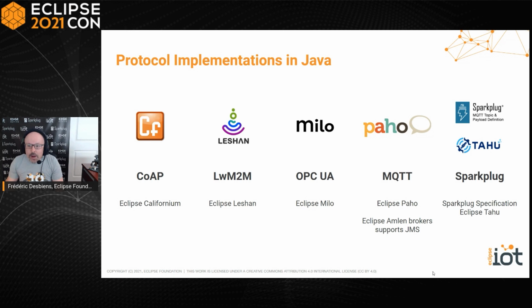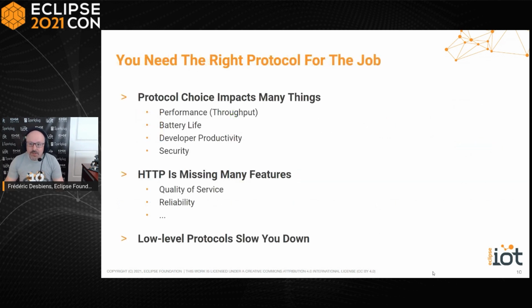So plenty of Java code that you can leverage there, depending on which protocol is the right choice for your project. And in a wider perspective, when you consider all of those choices for protocols, in an IoT perspective, the choice of protocol will impact many things, right? The performance and throughput of your solution, the battery life, your own productivity as you write the code, and obviously the overall security.